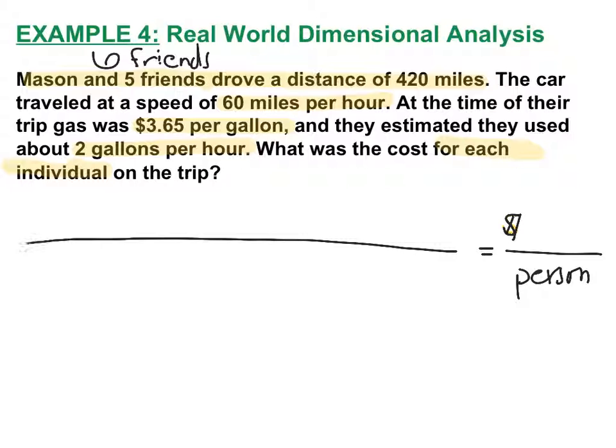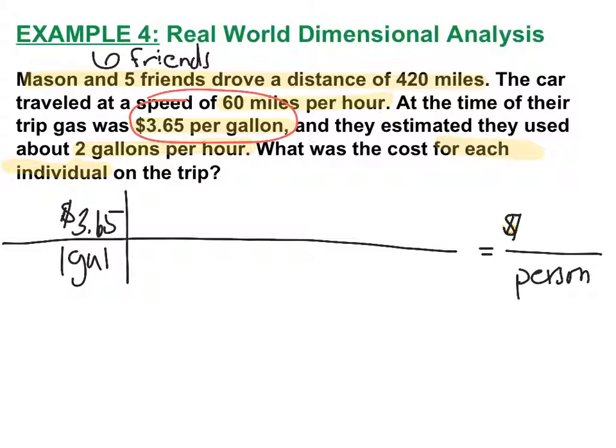So when we set up this railroad method, what do we want in the end? We want money. So the easiest way to set these problems up when you don't know where to start is to go to what you want in the end. We want money. Which conversion in our problem has money? $3.65. So let's start with that. So we have $3.65 per gallon, per 1 gallon.